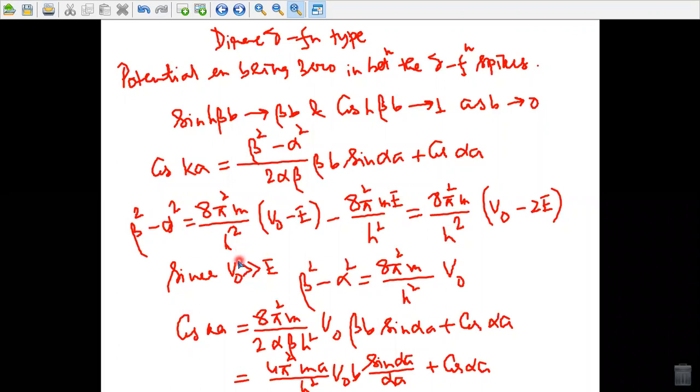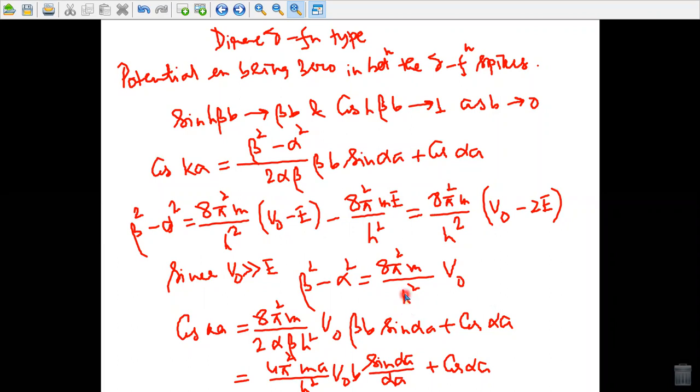8 pi square m by h square times V0 minus E, minus 8 pi square m E divided by h square. That is 8 pi square m by h square, after taking it common, times V0 minus 2E. So since my V0 is far greater than the energy of the electrons, beta square minus alpha square is equal to 8 pi square m by h square times V0.